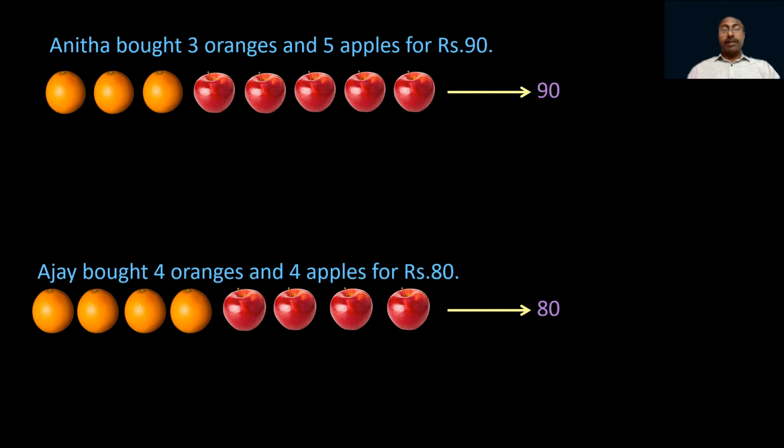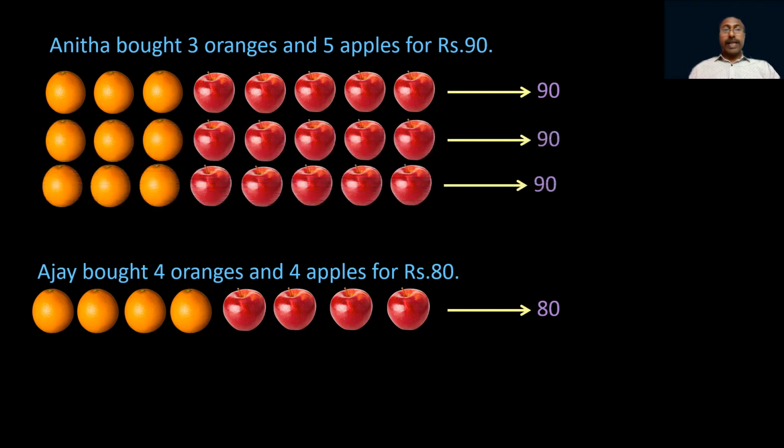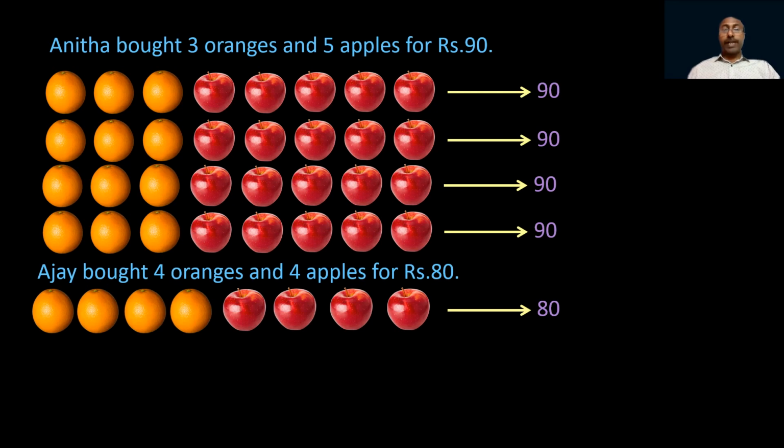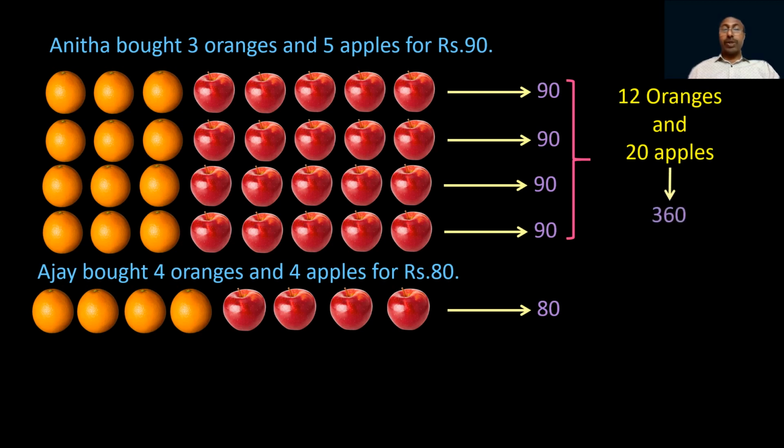So they tried to make the number of one fruit equal. They took the first situation 4 times. That is, the cost of 3 oranges and 5 apples is 90 rupees. So if the situation is taken 4 times, then we have 12 oranges and 5 4s are 20 apples and 90 4s are 360. So the cost of 12 oranges and 20 apples is 360 rupees.